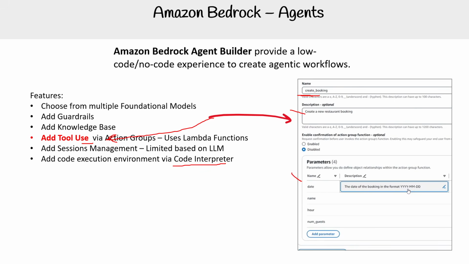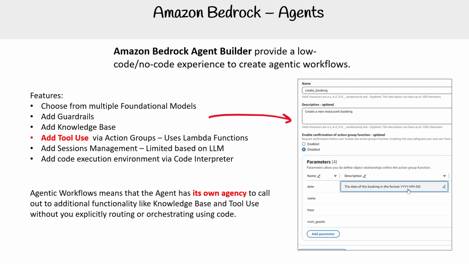So the key thing here is that it's an agentic workflow. That means the agent has its own agency. It can do things without being explicitly told to do them. So if it needs to go to the knowledge base to find information about the menus, it will contextually do that. If it needs to trigger a function like tool use, so that it can insert something into a database or do something else, it absolutely can do that.